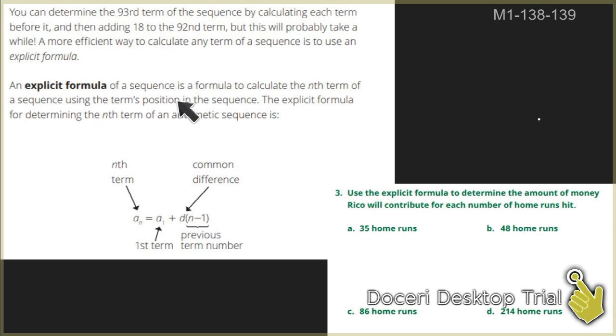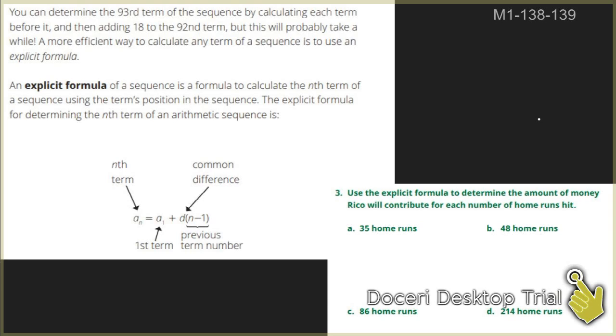Now this formula I think is more helpful because as it says here, it helps you calculate the nth term of a sequence using the term's position in the sequence, which just means we don't have to know the previous term anymore. We can just say, hey, I want to know the 20th term. As long as we know this formula, we can plug in 20 for n, and we're good to go, and it will give us really quick, easy answers.